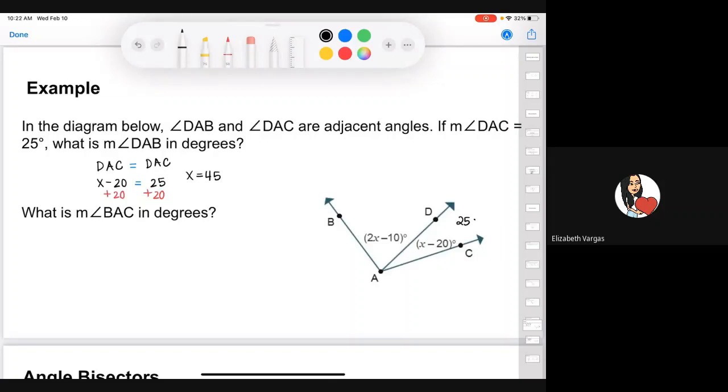And we can go ahead and check that by plugging it back in. So DAC was equal to x minus 20, and we also know DAC is equal to 25. So 25 equals x minus 20. We found out that x is 45. Is 45 minus 20, 25? It is in fact 25.